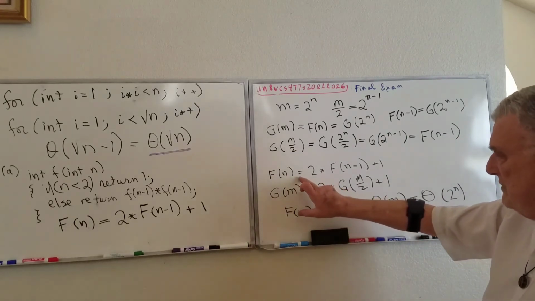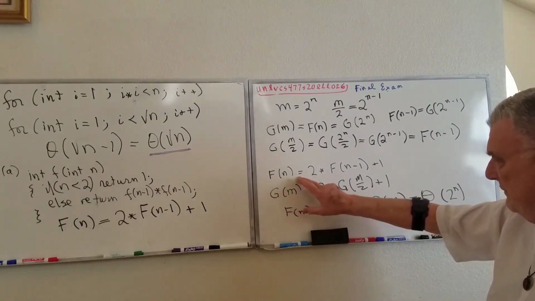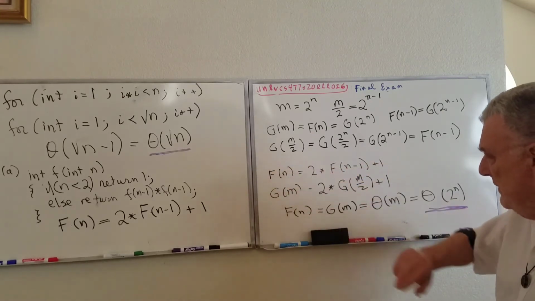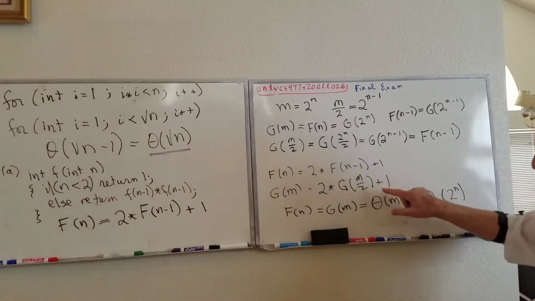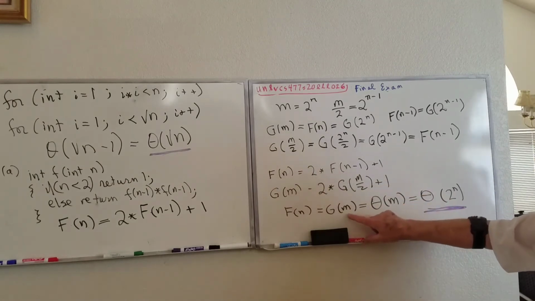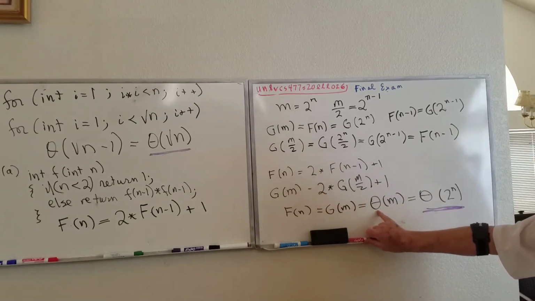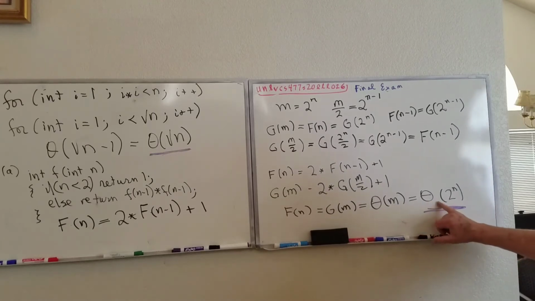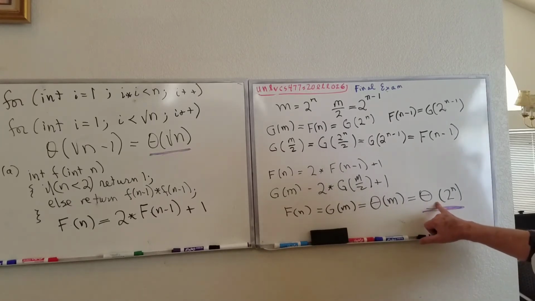And now we take the original recurrence here. F of n is 2 times f of n minus 1 plus 1, replacing this by g of m, and this by g of m over 2. So by the master theorem, we get that g of m is theta of m. But since m is 2 to the n, then it's theta of 2 to the n.